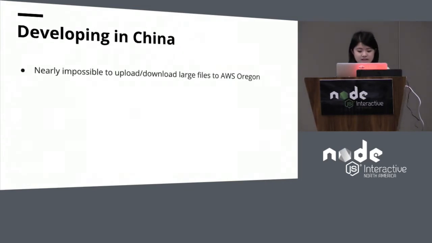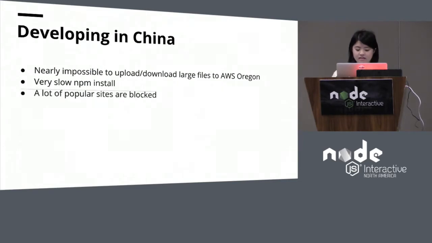So to develop in China, it's nearly impossible to upload or download files to AWS Oregon. You're talking about 10 kilobytes per second sometimes. It really depends on the weather. And you have very slow npm install if you don't use a mirror. And a lot of popular sites are blocked.